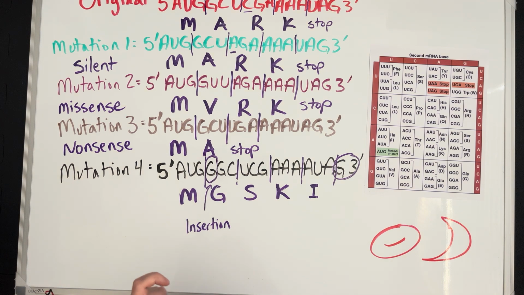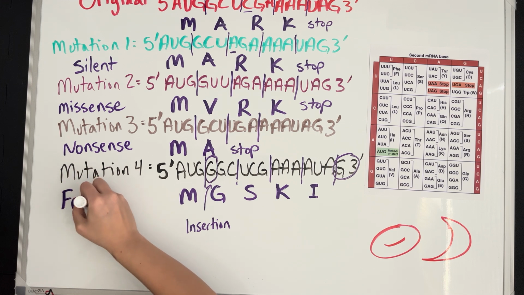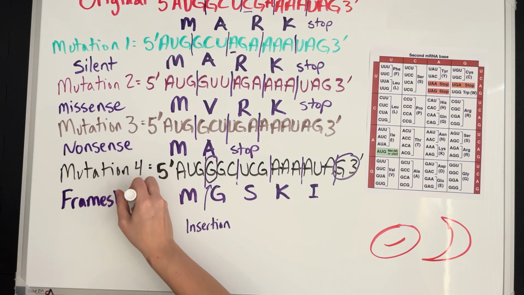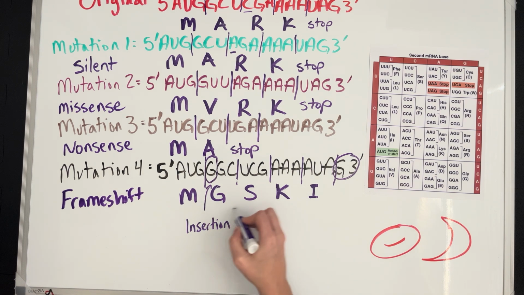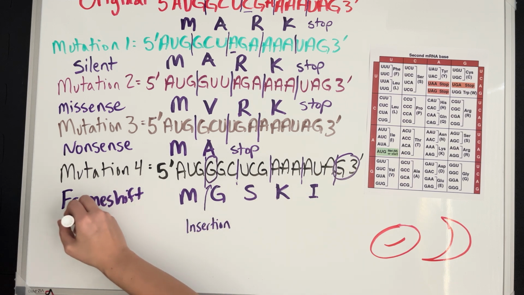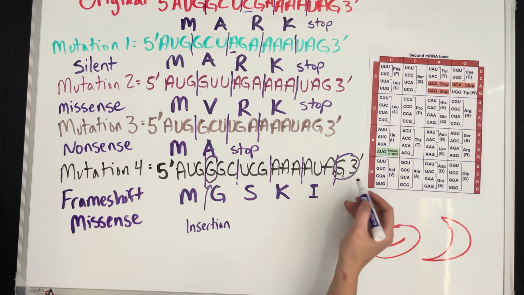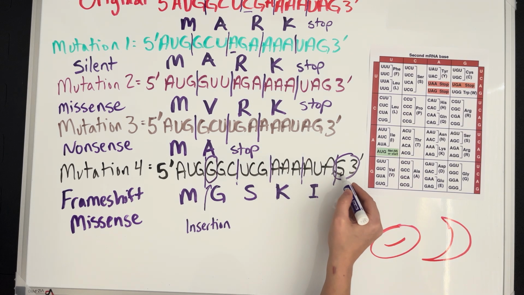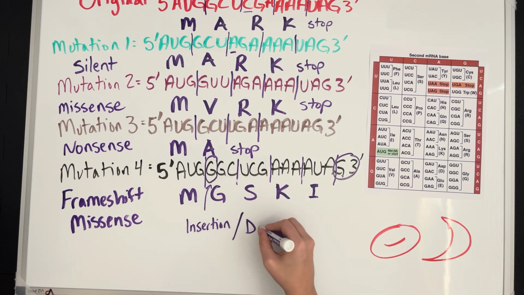So this is called a frame shift, because it shifted the frame, but also a missense because we have different letters. We have a misspelled word. So it's a frame shift missense. It's both, and you have to name both. You'll always know it's a frame shift if when you break out the codons in 3s, you have an extra or one not enough. So it could come from an insertion or a deletion.